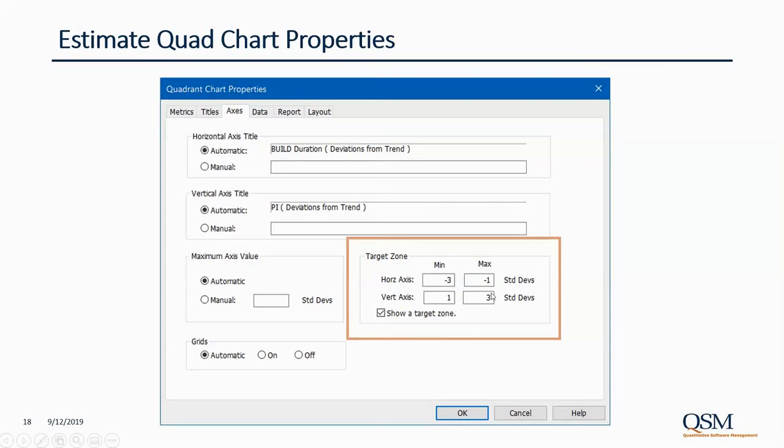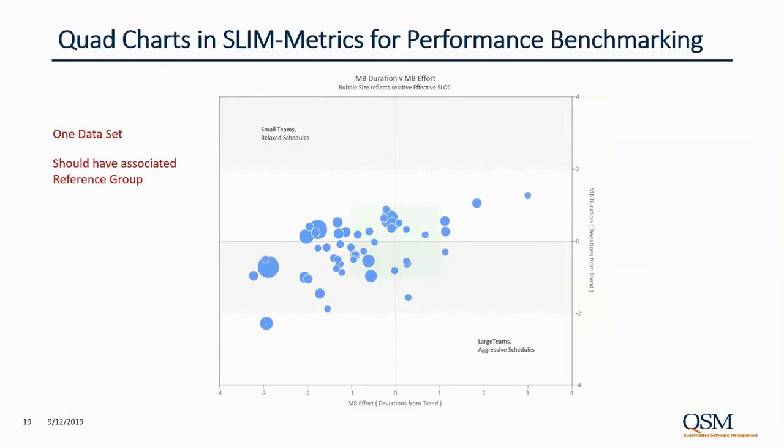And this is where you can choose to set that target zone. You might want to put it in the middle, plus or minus 1 standard deviation in either way, and that would put it in the middle and encourage those solutions that are reasonable or typical. So that's quad charts in Slim Estimate. We also have them available in Slim Metrics, QSM's statistical analysis and benchmarking tool.